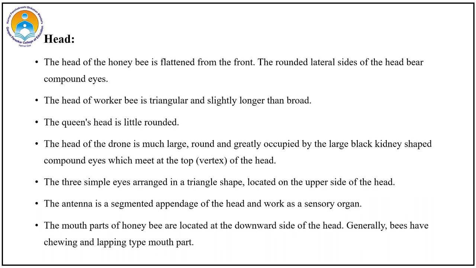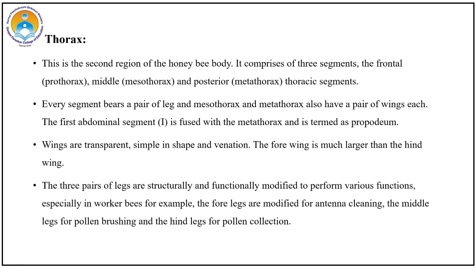The 3 simple eyes are arranged in a triangular shape located on the upper side of the head. The antennae are segmented appendages of the head and work as sensory organs. The mouth parts of the honeybee are located at the downward side of the head. Generally, bees have chewing and lapping type of mouth parts. Now let's see the second region, the thorax.